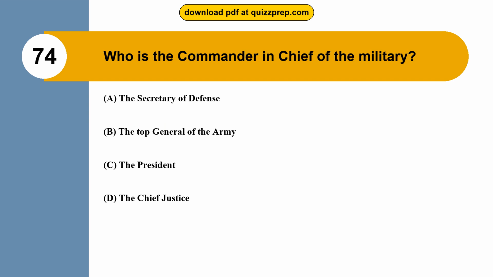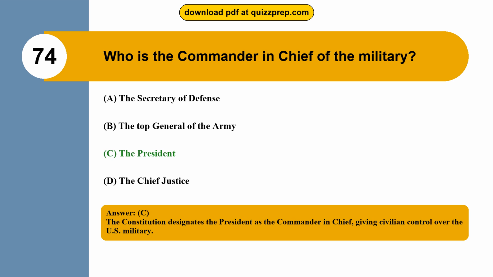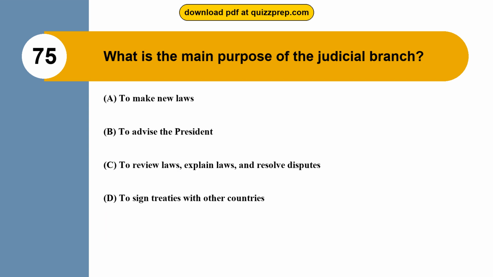Question 74. Who is the Commander-in-Chief of the military? Option A, the Secretary of Defense. Option B, the Top General of the Army. Option C, the President. Option D, the Chief Justice. The correct answer is option C, the President. The Constitution designates the President as the Commander-in-Chief, giving civilian control over the U.S. military.